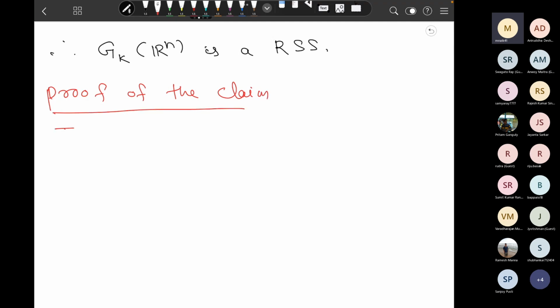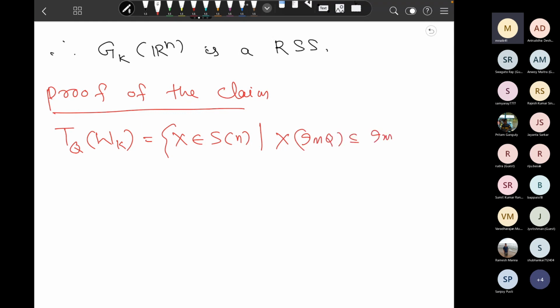The claim is that the tangent space T_Q W_K, this is really X belongs to S_n, so that X of image of Q is contained inside image of Q perp, and X of image of Q perp is contained inside image of Q. Okay.